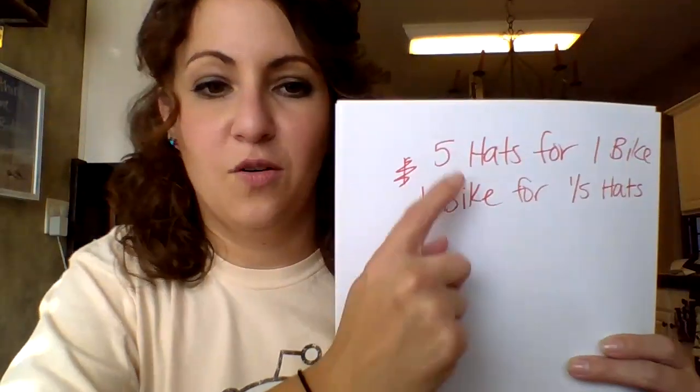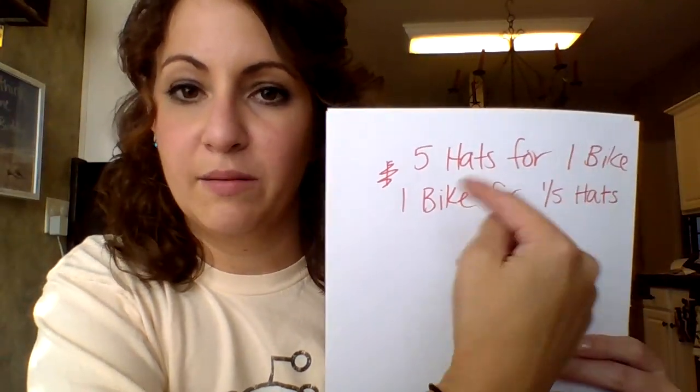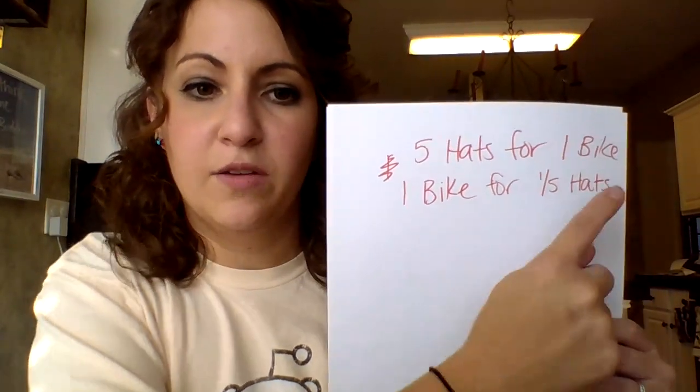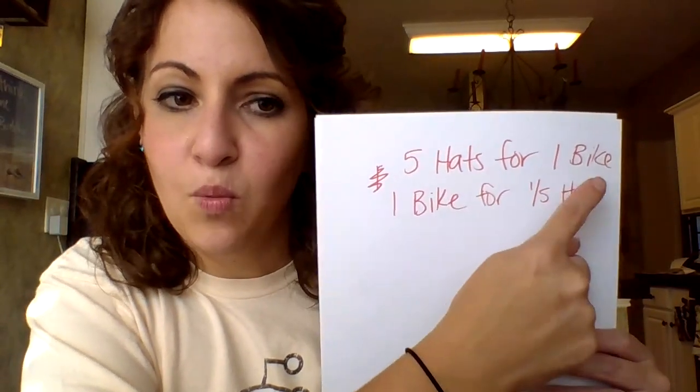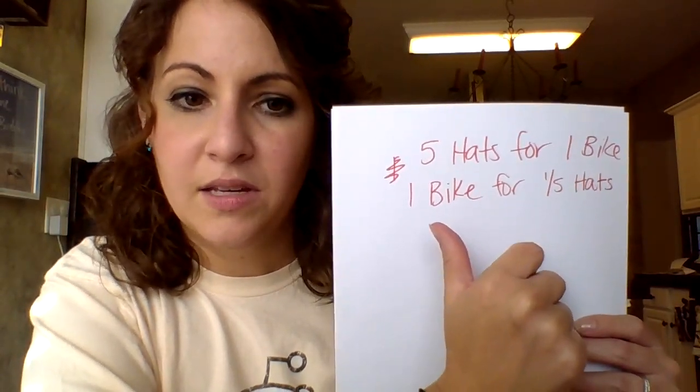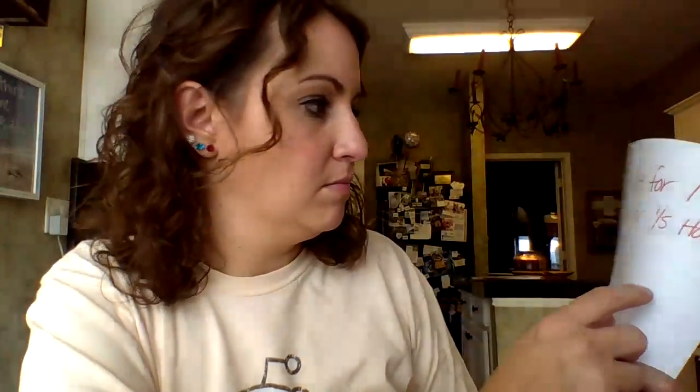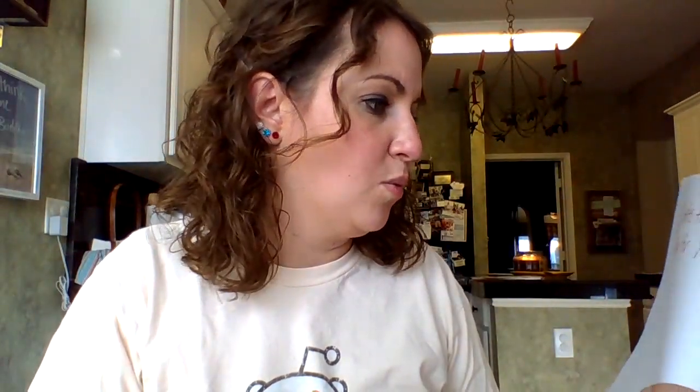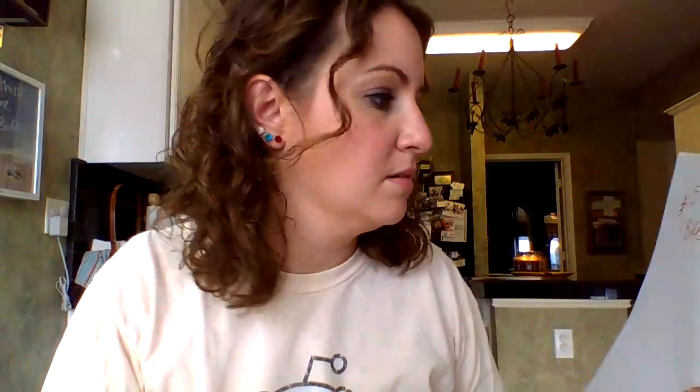Okay. So 5 hats is for one bike. That was given to you in the problem. And so if it takes 5 hats to give you one bike, is it only going to give you 1/5 of a hat? Is that right? That seems like that would be backwards. 5 hats for one bike. One bike gives you a fifth of a hat. No.